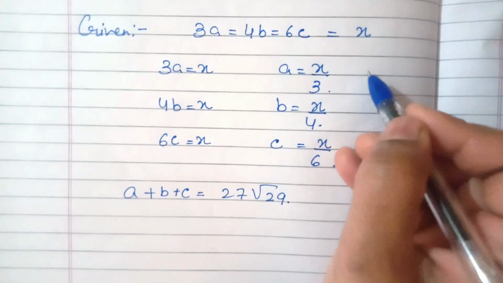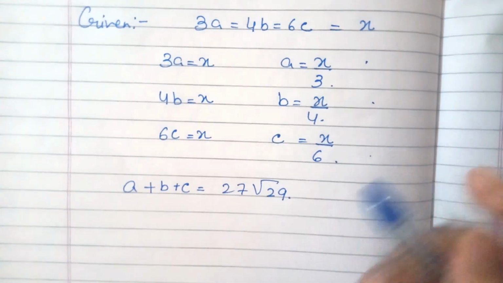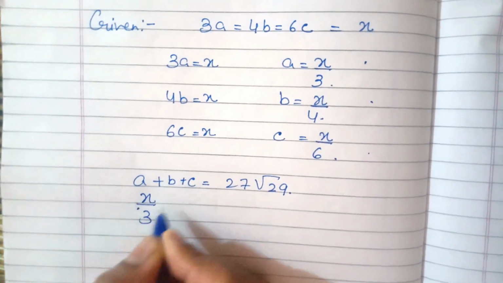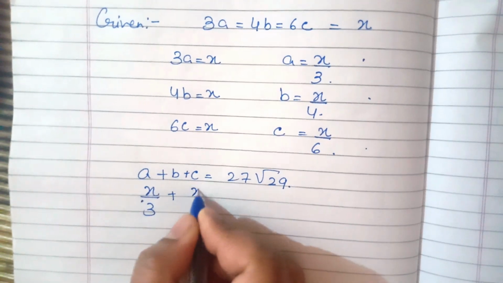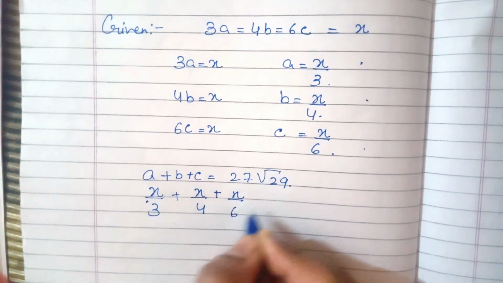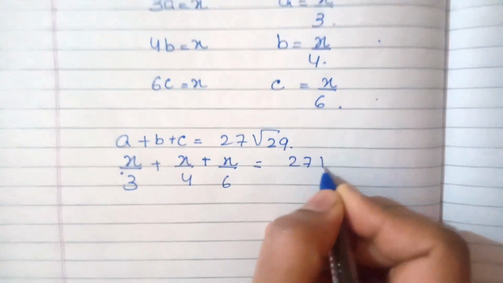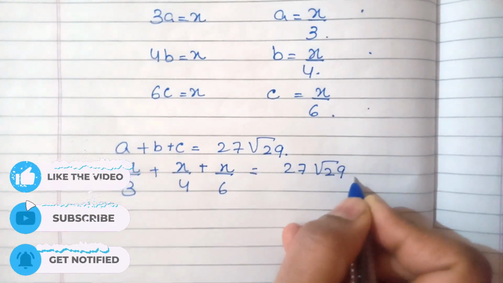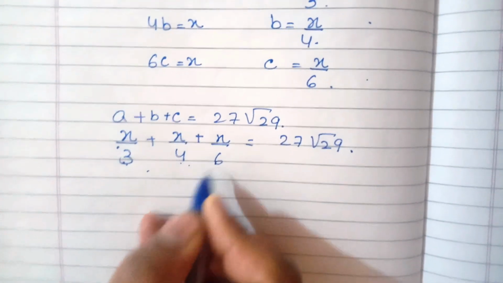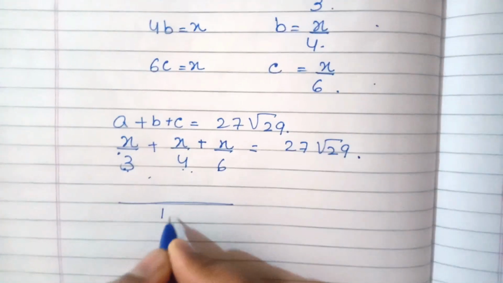So from these values of a, b and c, in place of a we will write x upon 3, plus in place of b we can write x upon 4, in place of c we will write x upon 6, is equal to 27 under root 29. Now we have to solve it. We can solve this by taking the LCM of 3, 4 and 6, that is equal to 12.